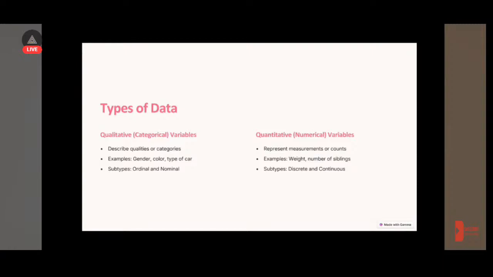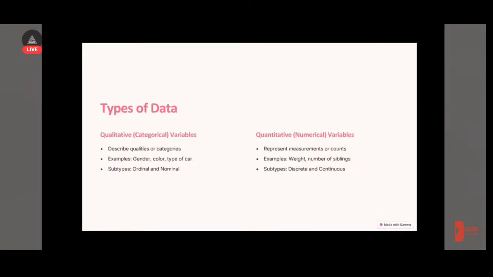Now, after we've learned about different ways of selecting samples, what is data itself? Don't forget the word data is the plural form and the singular form is datum, D-A-T-U-M. So we have two types of data. The first one, we have the qualitative, also called the categorical variables, okay? And the second one, we have the quantitative, also called the numerical variables.